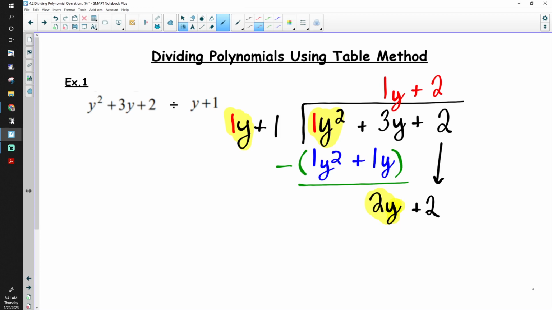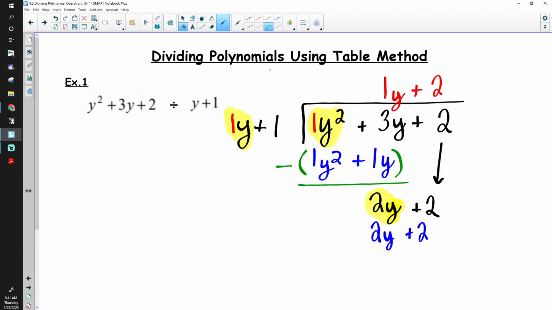Okay, so we just multiply by 2 because the y's already match. We don't need to multiply by an extra y. We just need to multiply by 2. So now we start multiplying. 2 times 1y is 2y, and 2 times 1 is 2.